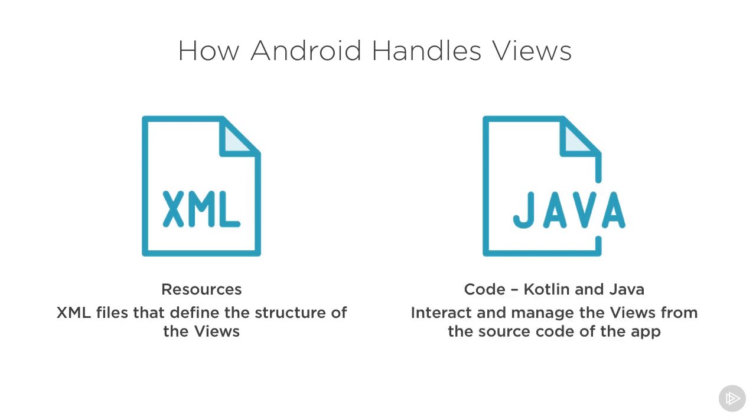This allows us to reference the XML layout resources as well as create new views in source code to manipulate within an activity or a fragment. We'll be doing plenty of this in our app using Kotlin.